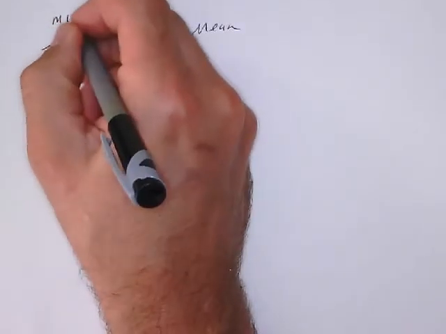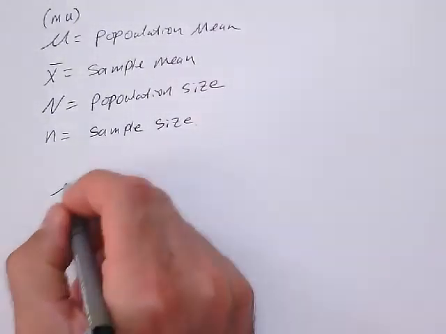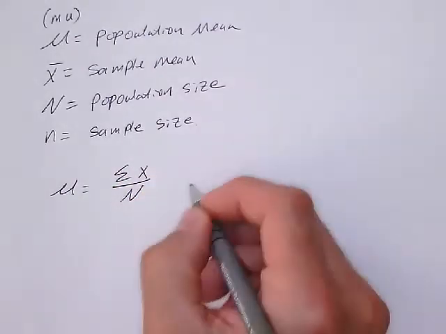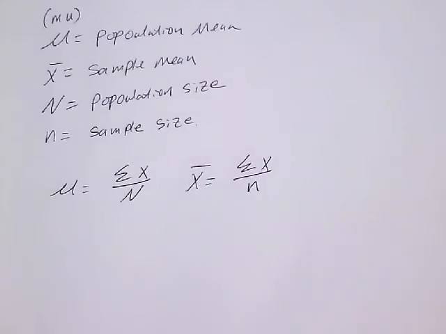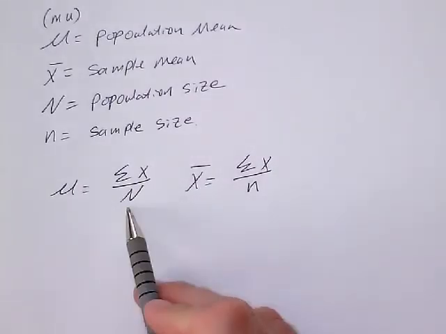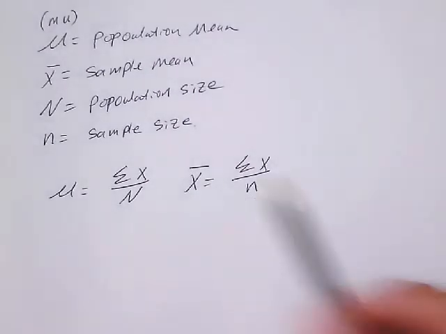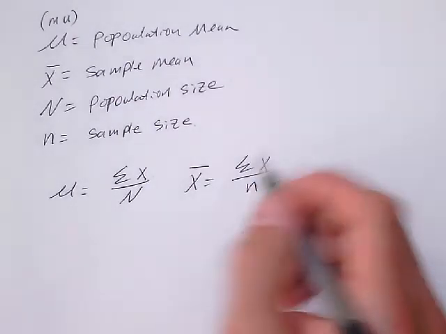All right, and right here, this is mu. It's a Greek letter. Okay, so when we're talking about population means, mu is the sum of x divided by N. X bar is the sum of x divided by lowercase n. It's really the same formula. One you're dividing by population size, the other one you're dividing by sample size. Either way, it's the sum of all your data divided by the amount of data.